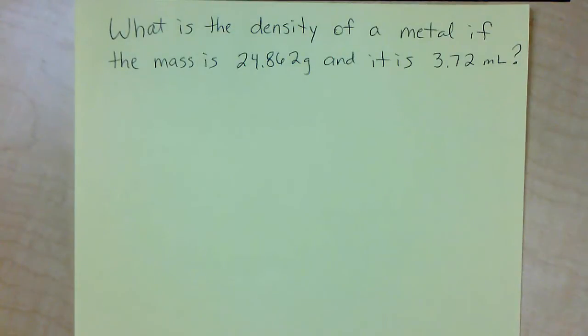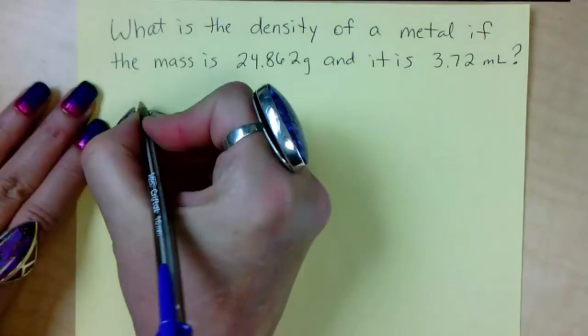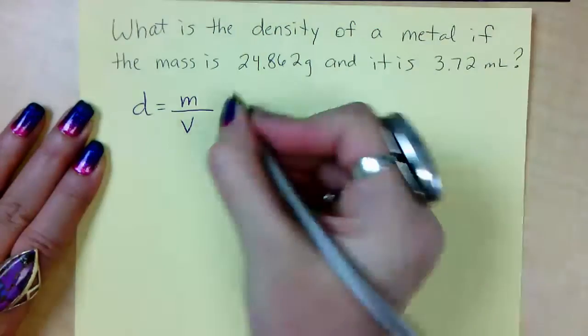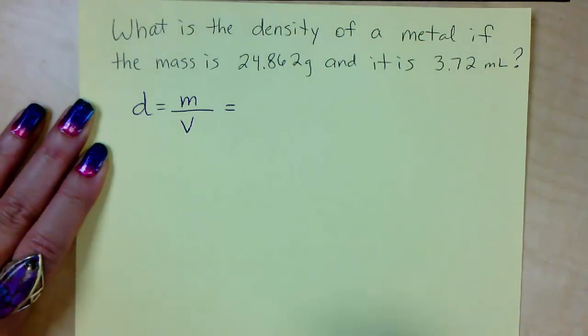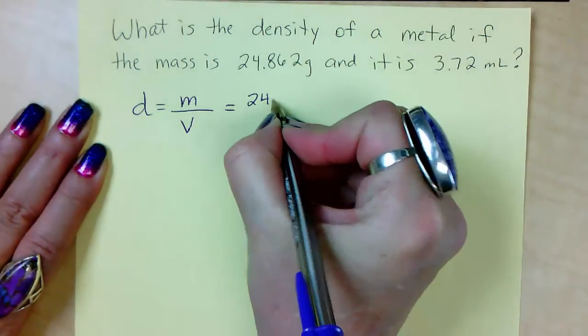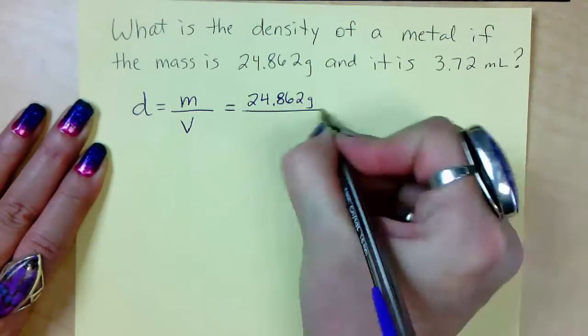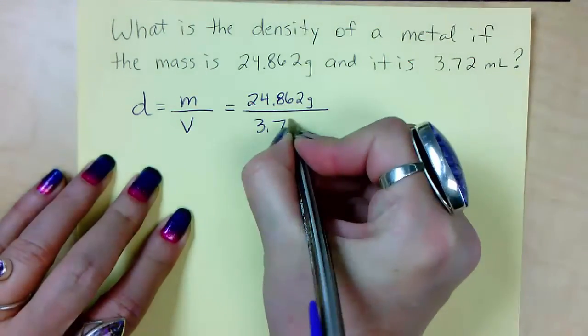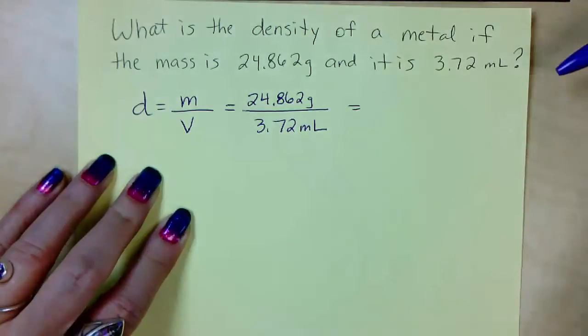What is the density of a metal if the mass is 24.862 grams and it is 3.72 milliliters? What is the density? So what are we trying to find here? Yeah, we're trying to find the density. So density is mass over volume. Okay, great. Let's plug in which number is the mass. Well, it's the one with grams, 24.862 grams. And volume is which number? The milliliters. So 3.72 milliliters. So we've got our mass over our volume.